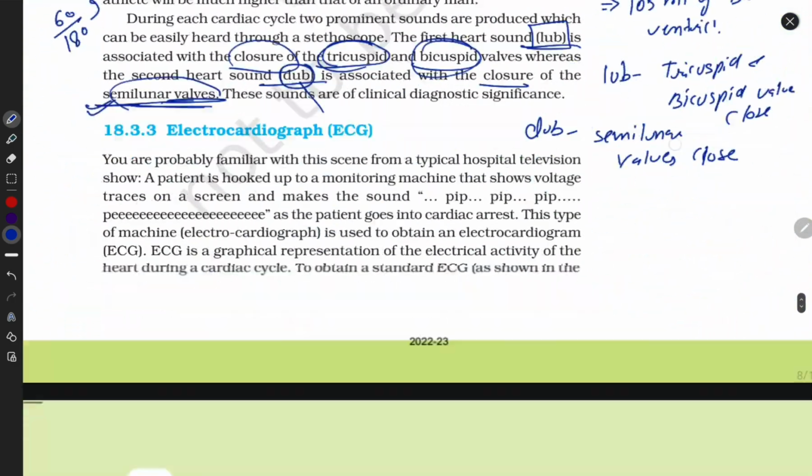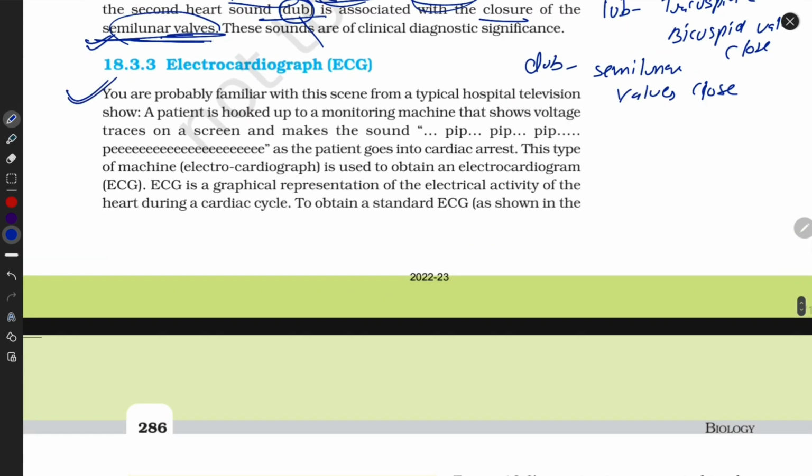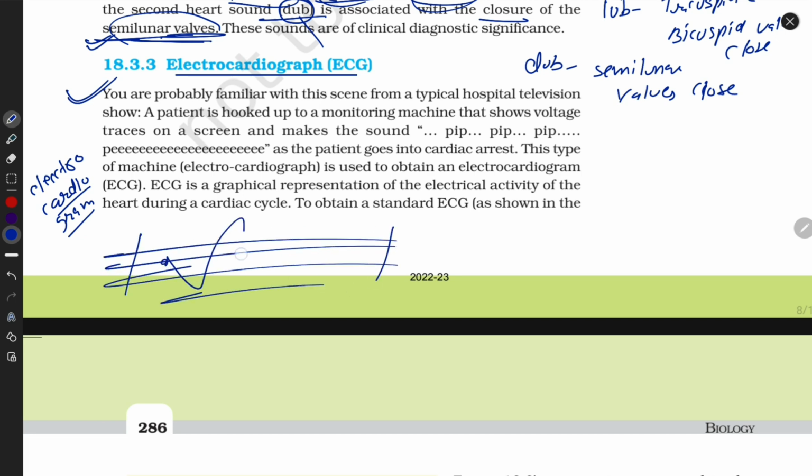Now let's move further very quickly. Electrocardiograph. This is the machine, guys. And if I say electrocardiogram, this is the graph we find on paper. Okay, guys, let's start. ECG. This is the P wave.